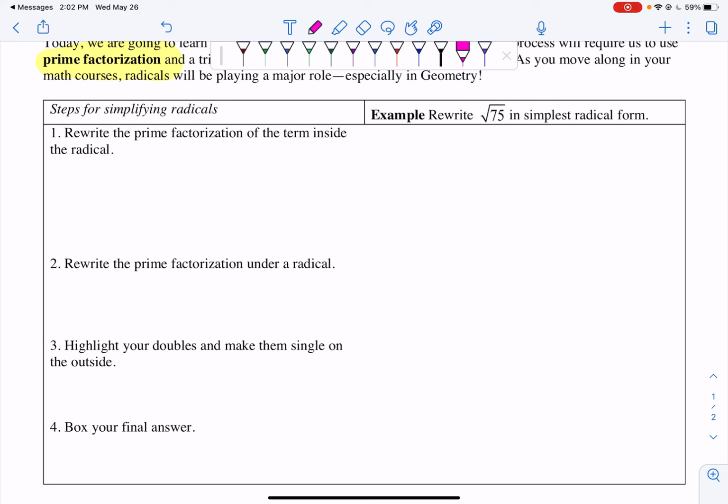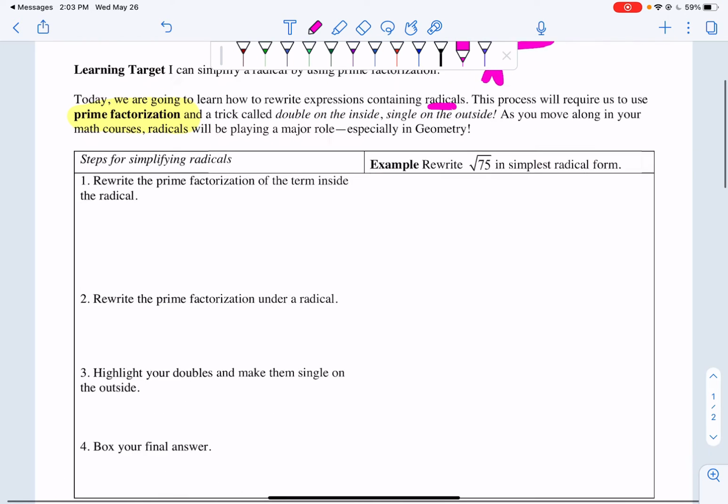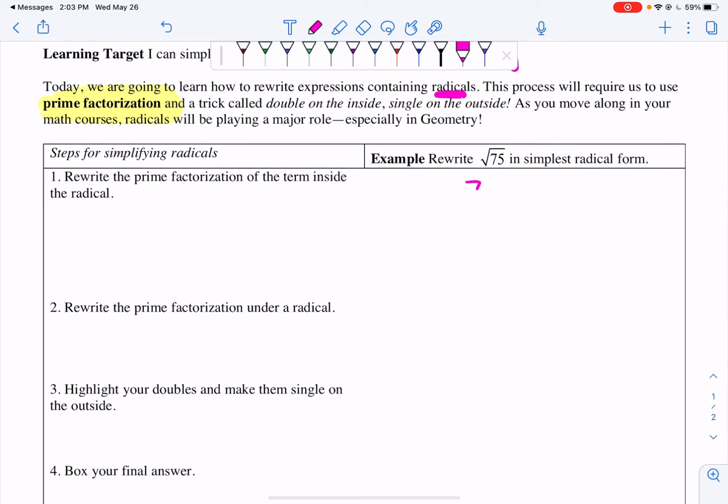This example says rewrite radical 75 in simplest radical form. Step 1 says rewrite the prime factorization of the term inside the radical. We did prime factorization a few months ago when we did factoring and we did GCF leftover. So we're going to need to do the prime factorization. If I look, the number under my radical is a 75.